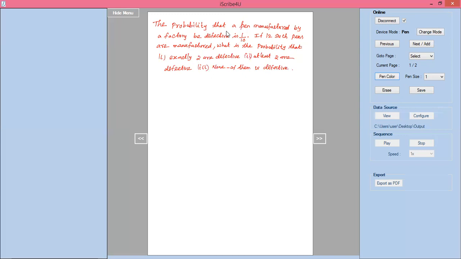See, the probability that a pen manufactured by a factory is defective is p equal to 1 by 10. If 12 such pens are manufactured, that is nothing but n. What is the probability that exactly 2 are defective? Next, at least 2 are defective. Next, none of them is defective.